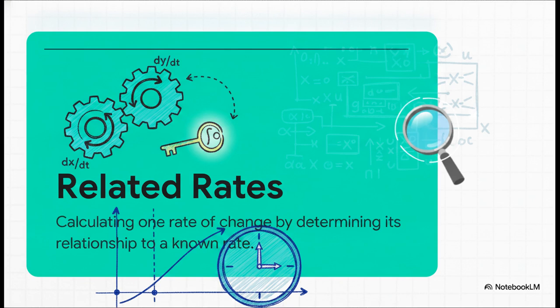Well, it's simply calculating one rate of change by figuring out its mathematical relationship to another rate of change that you already know. Calculus is basically our secret key here. It lets us peek under the hood of reality to find those hidden mathematical gears connecting all these moving parts.